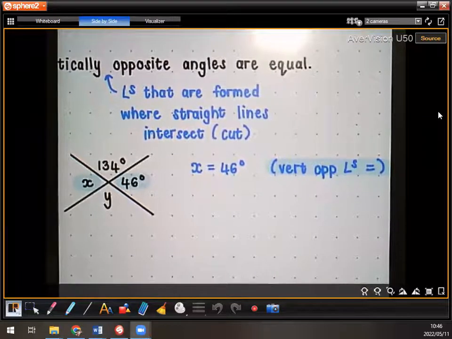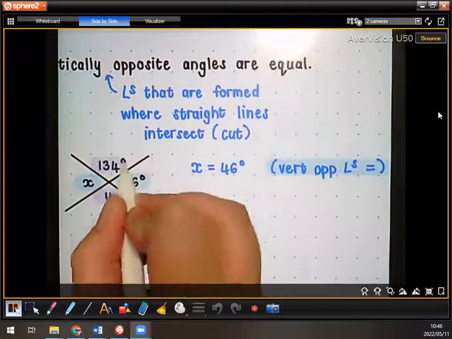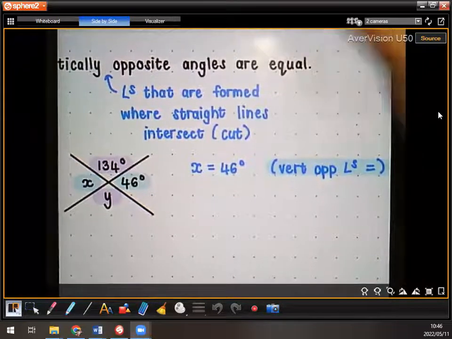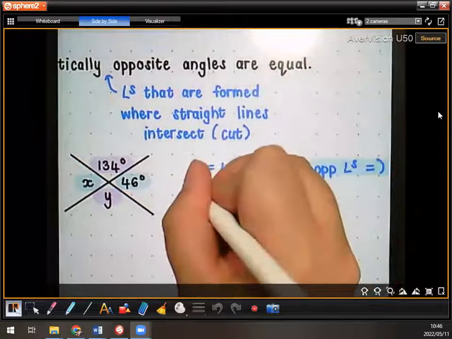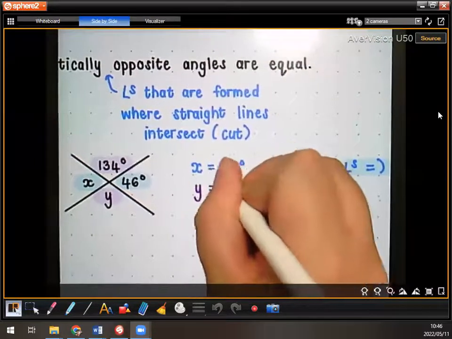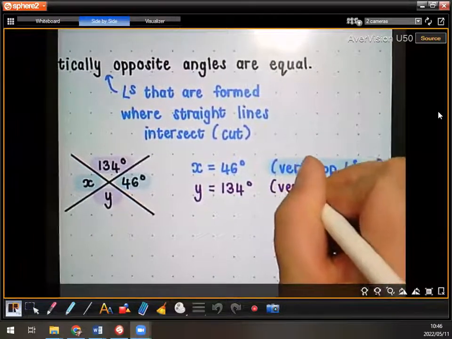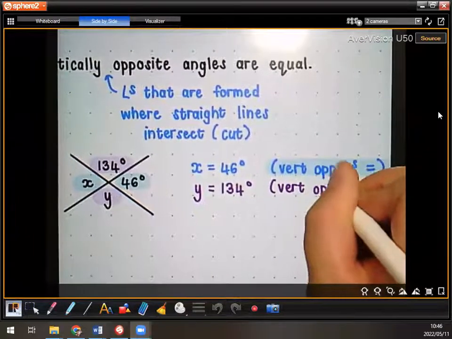Okay, that's fine with x. And for that, do the same thing for y. Y and 134 are directly opposite each other. So let's just use a different color. I'll use purple. So y and 134, those angles are opposite each other where the two straight lines have intersected. So y is going to be equal to 134. Same reason, guys, but you do unfortunately have to write it again.